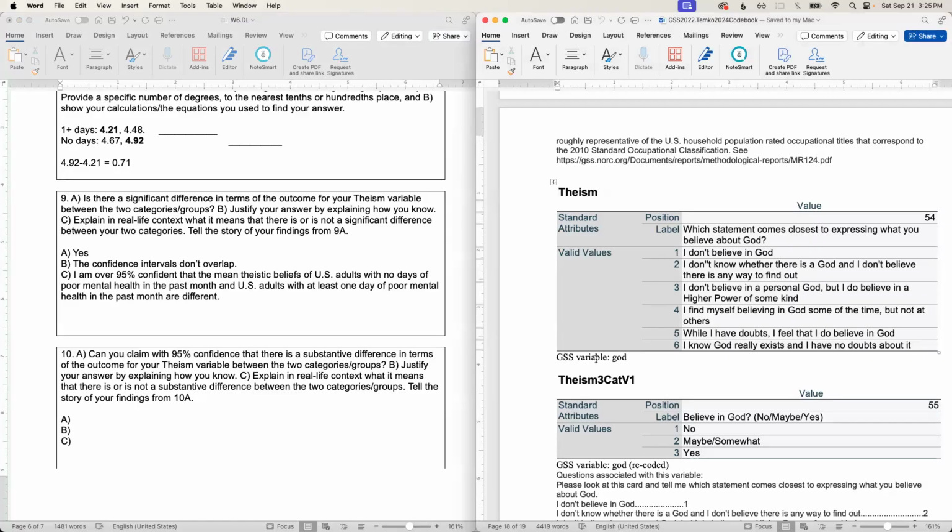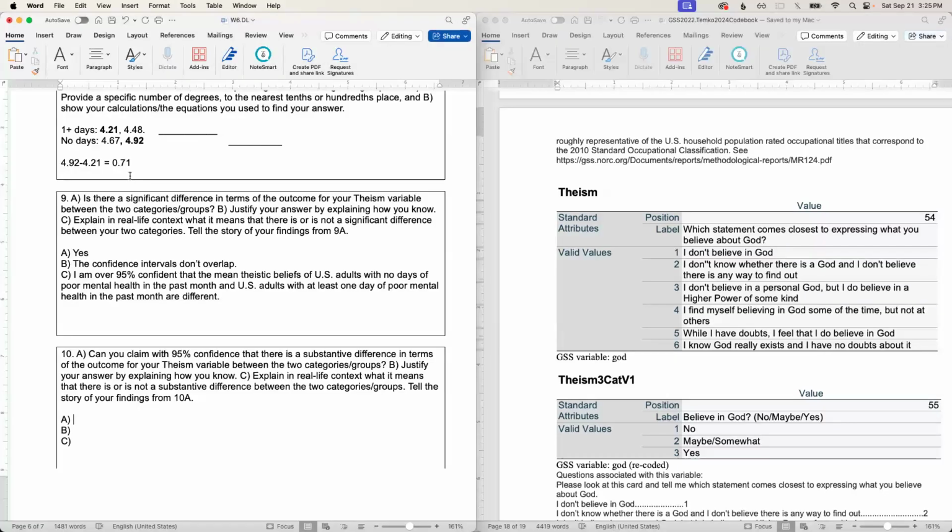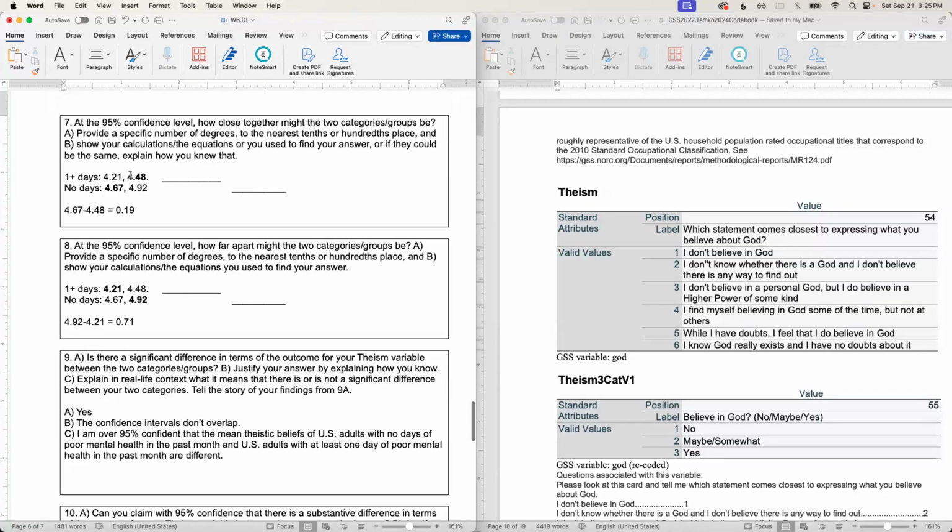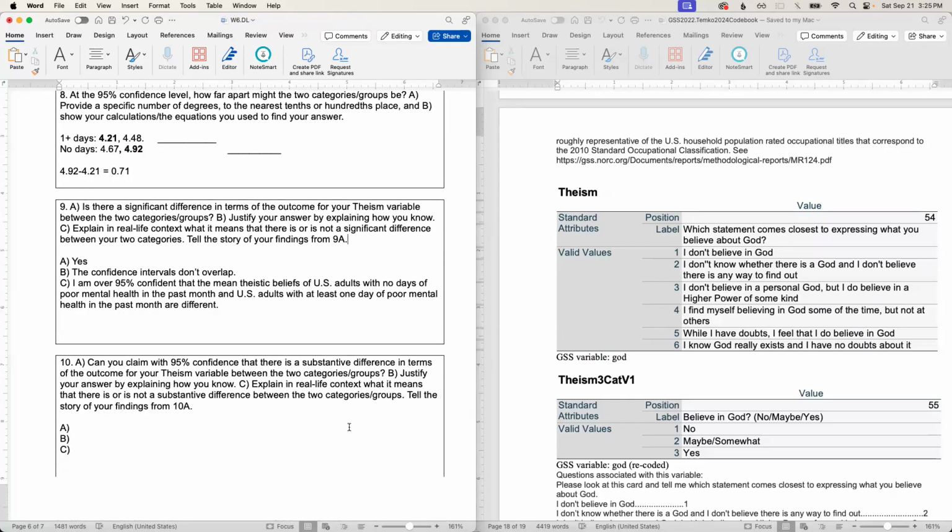I can also just think, okay, where might they be? If I'm looking at how close together it might be, this one's almost at 4.5 and this one's about at 4.7. And so I can say, yeah, I don't really think those are that different. It's not like one is believing with doubts and one is higher power, but not a god, etc. They seem pretty similar qualitatively as I think about the closest that they might be together. So I'm going to say that they're not substantively different. But again, this is going to be a judgment call that you justify. So I'm going to say no.